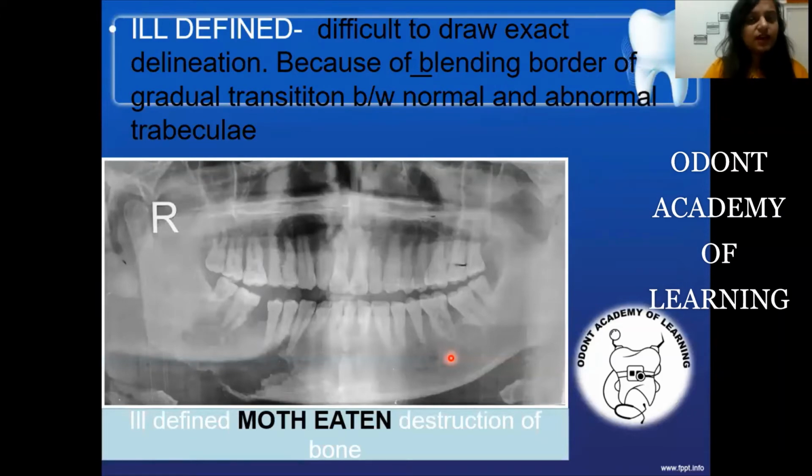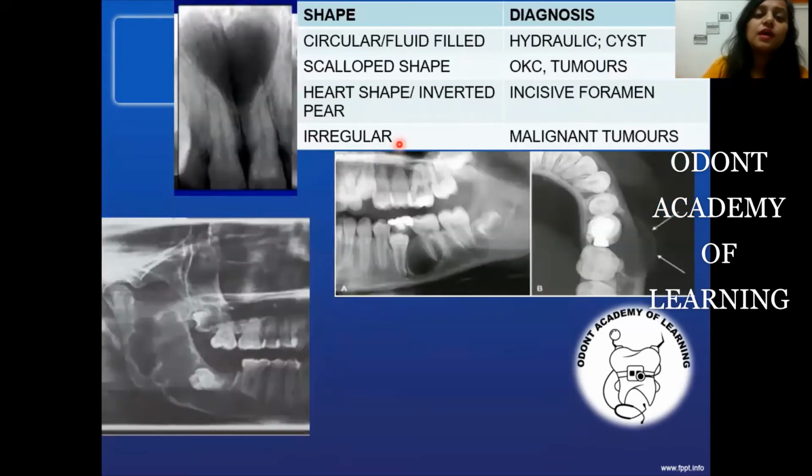Then after well-defined, it can be ill-defined. Ill-defined means we will not be able to differentiate or delineate the boundary. It is only because of the blending of the normal bone with the abnormal. Usually we call this a moth-eaten type of appearance. Now, when we come to the shape, it can be of different shapes. It can either be circular or ovoid. It can be scalloped in case of OKC. It can be irregular. It can be heart shaped if it is a normal variant, or it can be well-defined oval shaped or your eggshell expansion.